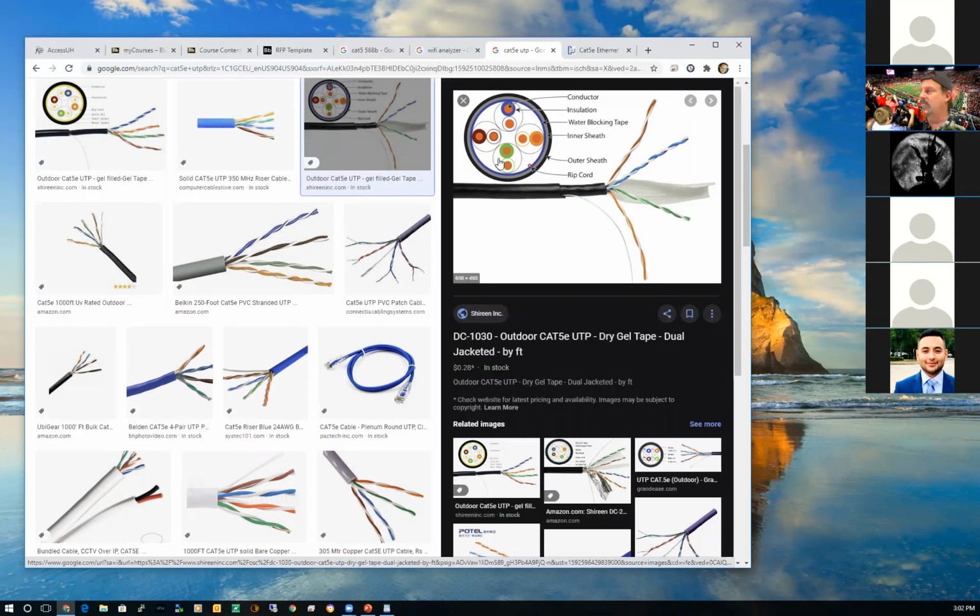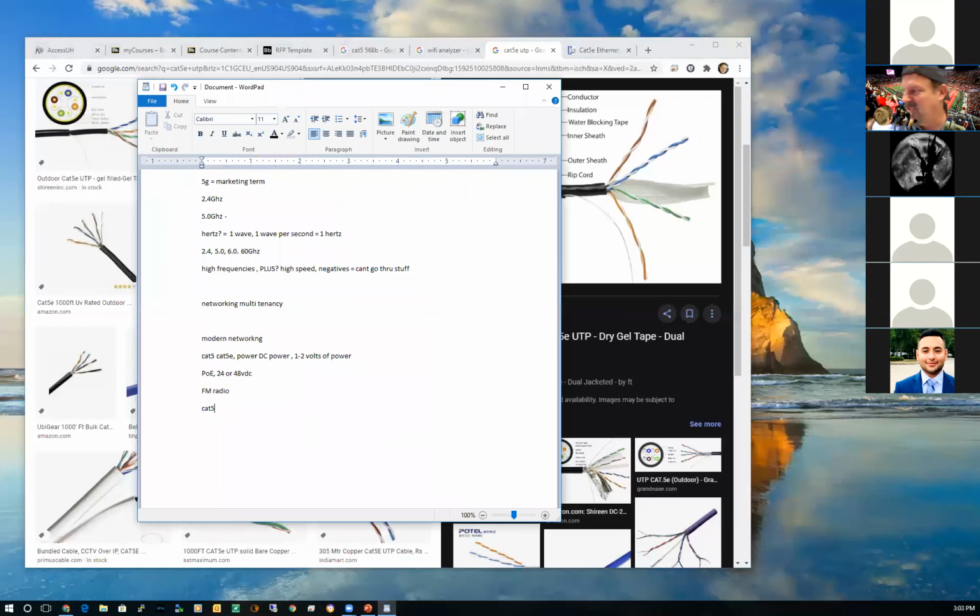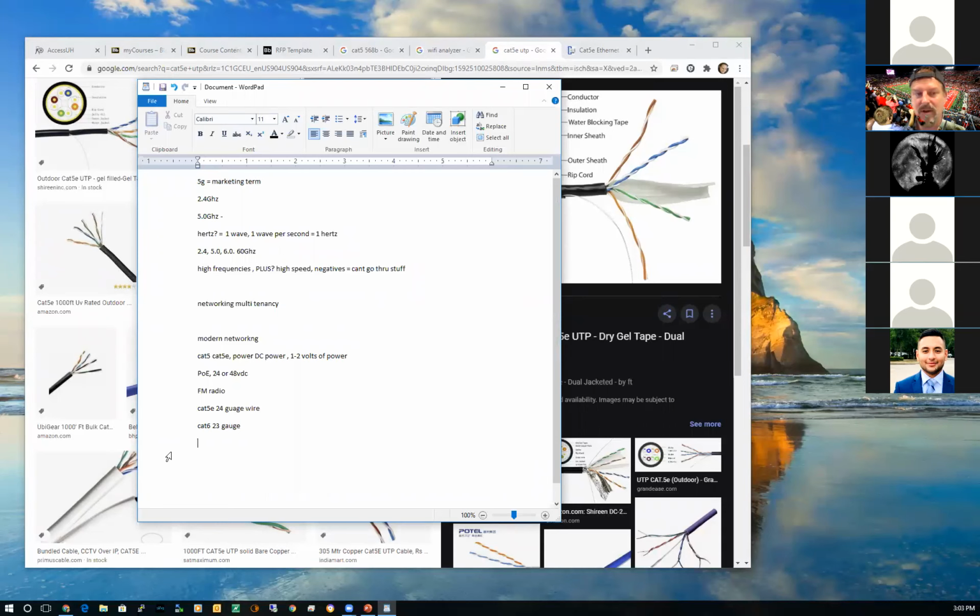Cat 6 wire, by the way, Cat 5 uses 24 AWG, American wire gauge. Cat 5e, you don't need to know this for the test, 24 gauge wire. Cat 6 uses 23 gauge wire. The lower the gauge number, by the way, the thicker the wire is.